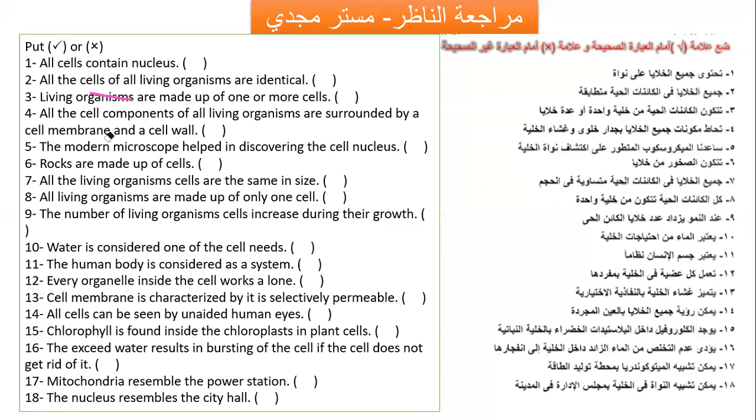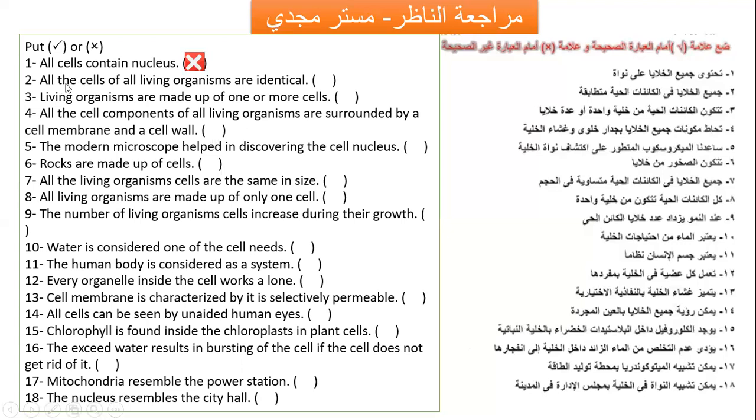So I need an eraser. Okay. Now, true or false? Number one, all cells contain nucleus. Just hold on. So all cells, no. Red blood cells don't have a nucleus. So not all cells contain a nucleus. So number one is false. Not all cells have a nucleus.